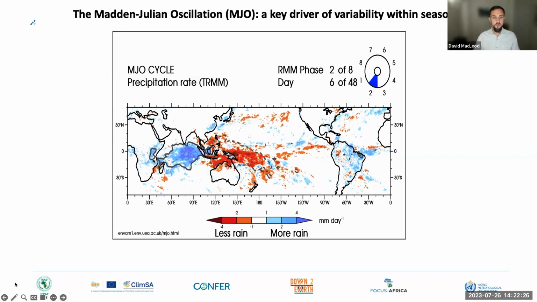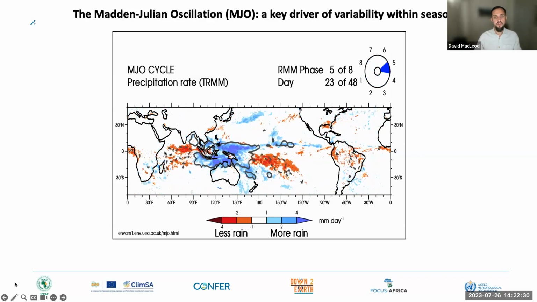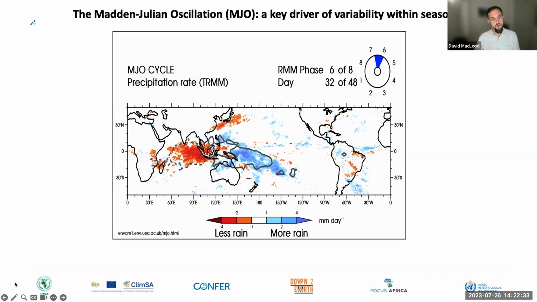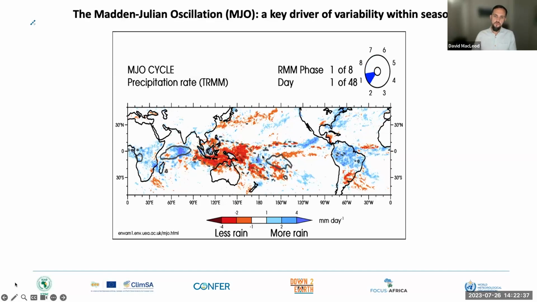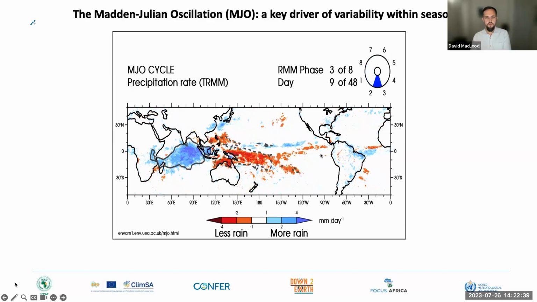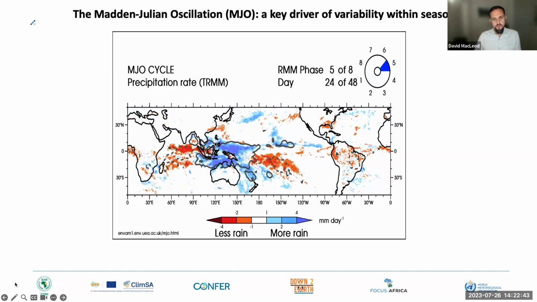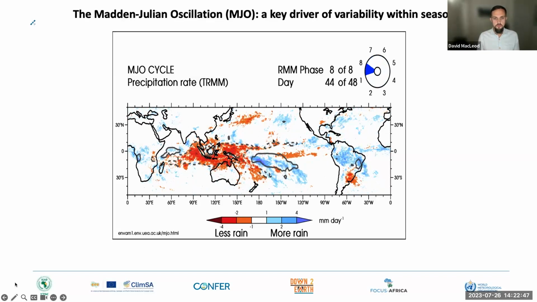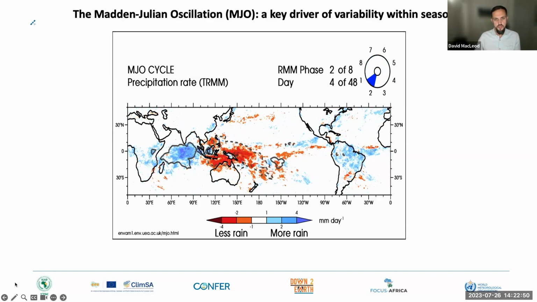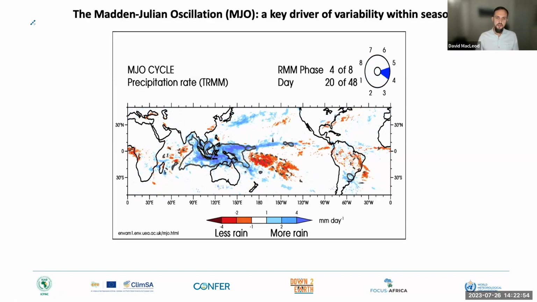And we've diagnosed the MJO as having certain phases. Phase 1 is when the convection is mostly over Western Africa. Phases 2, 3, 4, where it moves over into the Indian Ocean. And then phases 5, 6, 7, 8 are where that convection moves all the way over into the Pacific. And that convection, the blue area where there's more convection, more clouds, more rainfall, is followed by a drier area. So you get this characteristic wet and then dry.